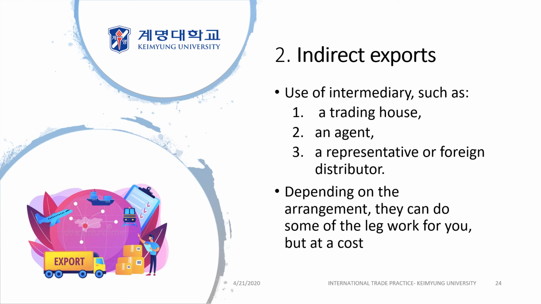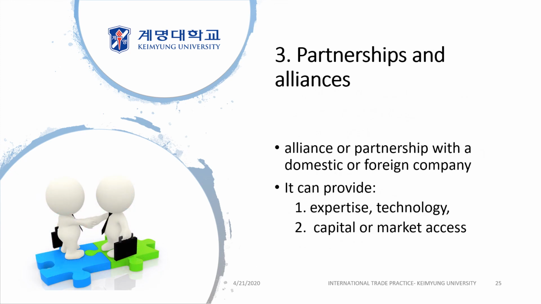Of course, that could be depending on the arrangement. Okay, so they can do some leg of work for you, or they are going to find a buyer for you, or they are going to connect you with another agent or broker or distributor. So that's how indirect export works. And for the partnership and alliances, okay, you could find a domestic or a foreign company that will provide you a technology or market access, and will also help you sell your product, or in simple terms, they're going to buy your product and they're going to sell it. That is partnership and alliances.